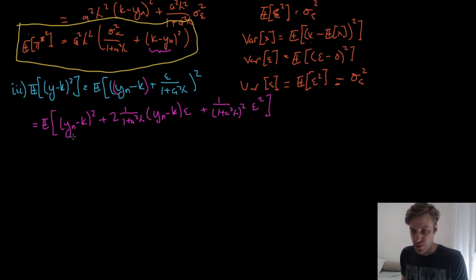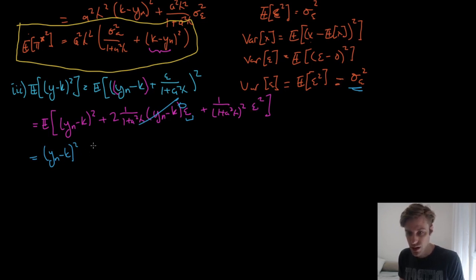Now I can take the expected value and all of the rules that we keep talking about apply. So the first part is deterministic. It just carries along yn minus k squared. The second part has an epsilon. I factor out the deterministics from the expected value. I'm left with the expected value of epsilon, which is 0, so it just goes to 0. And then here, factor out the deterministics, and remember the expected value of epsilon squared is equal to the variance of epsilon. So we're going to get plus sigma squared epsilon over 1 plus a squared lambda squared.